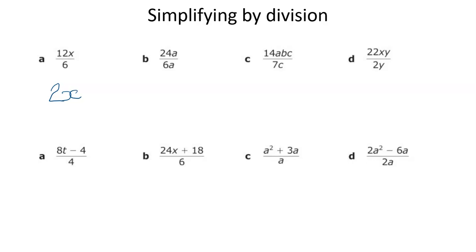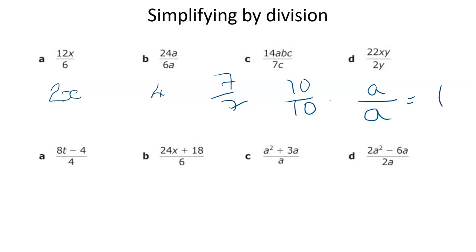Here we can cancel the numbers, do all the numbers first. So 24 and 6 is going to divide evenly to give me 4. And then a divided by a, well, anything divided by itself, like 7 over 7, 10 over 10, or indeed an unknown number a divided by the same unknown number a, they all equal 1. So when you have the letter on the top and the bottom, you can just cancel them. So the answer is just 4.